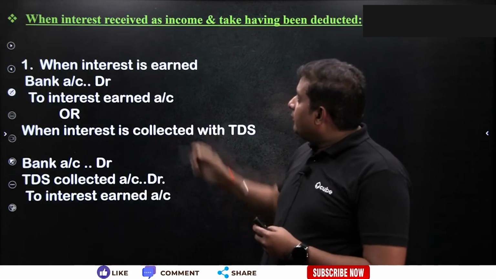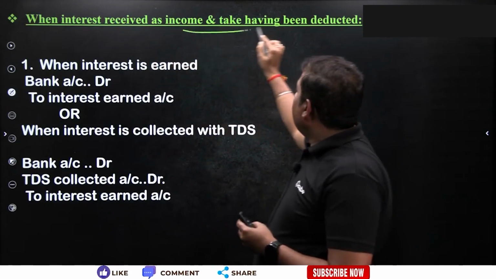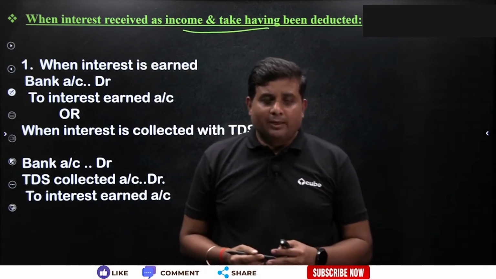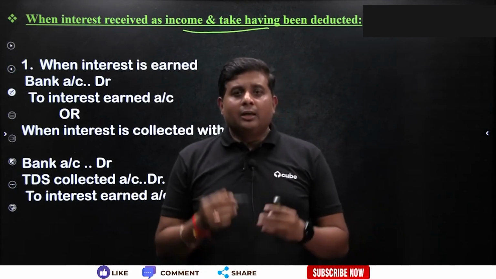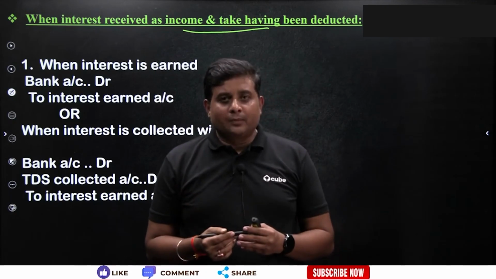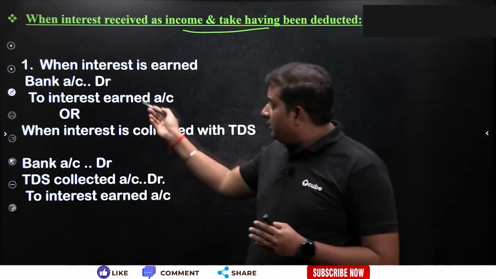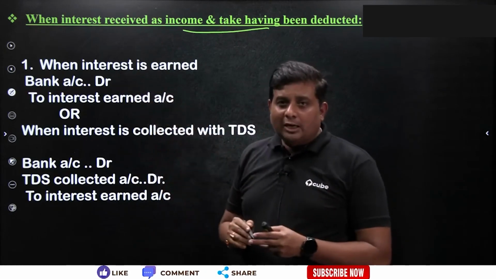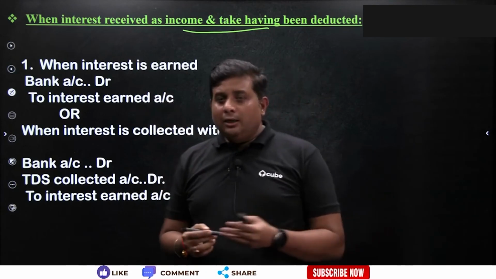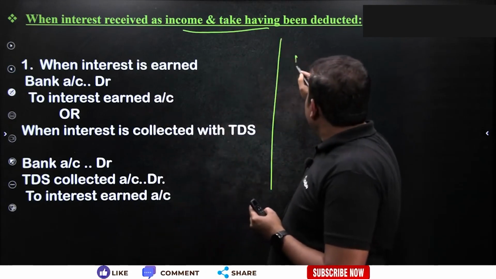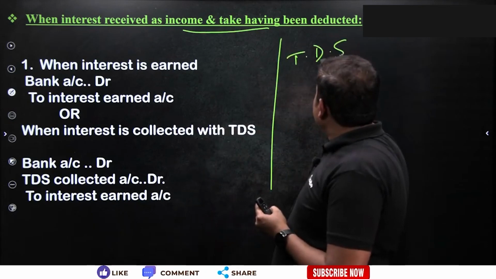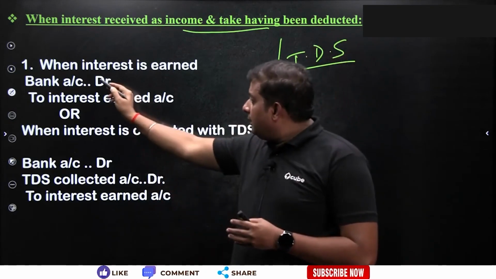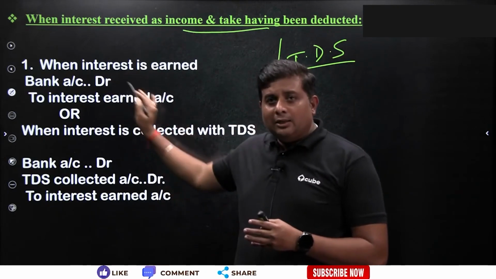So in the next slide, we are talking about the interest received as an income. See, the company is making some investment on account of debenture redemption investment. Whenever we do some investment, we are getting some interest on it, right? I have given you two entries for the same. The first is when interest is earned but TDS is not chargeable. Now what is TDS? As I mentioned in the previous class also, TDS stands for tax deducted at source.